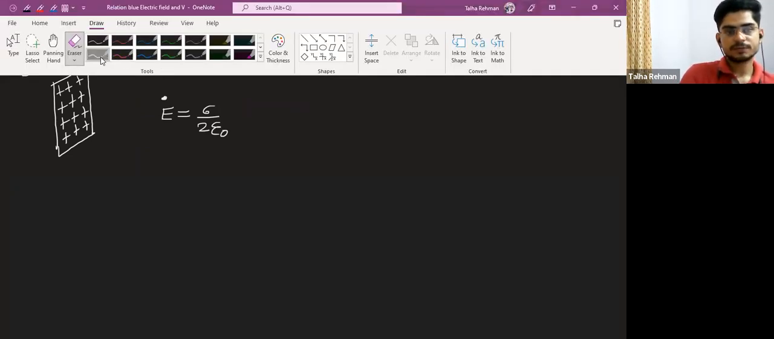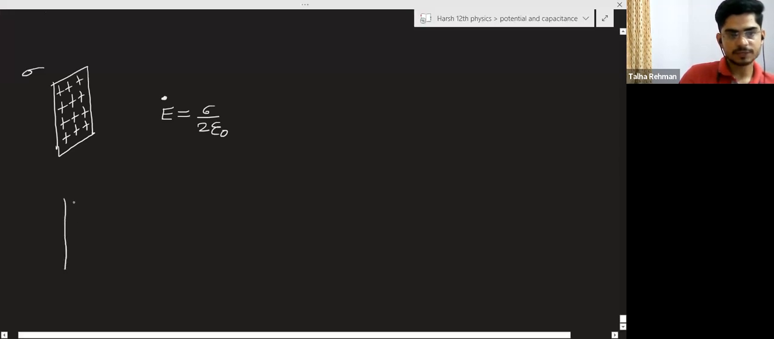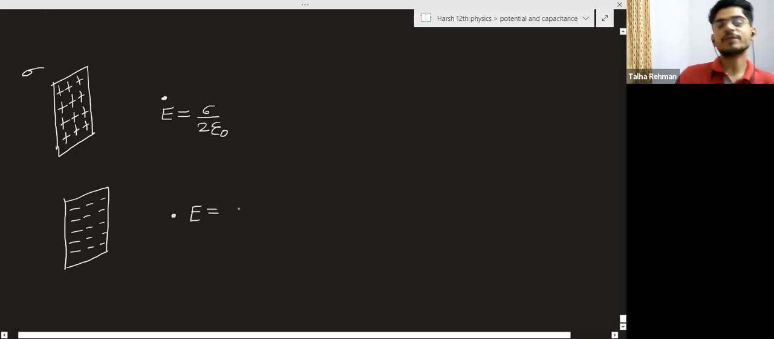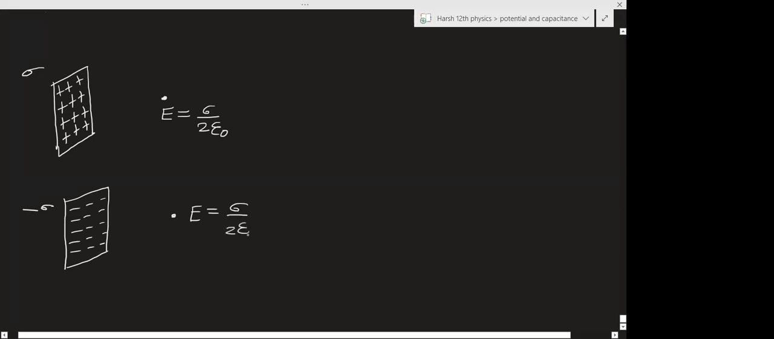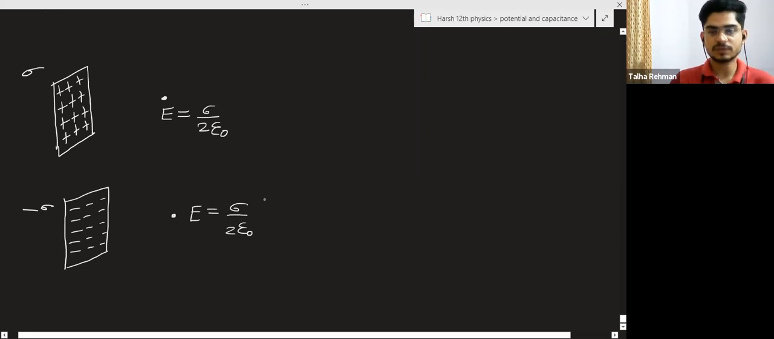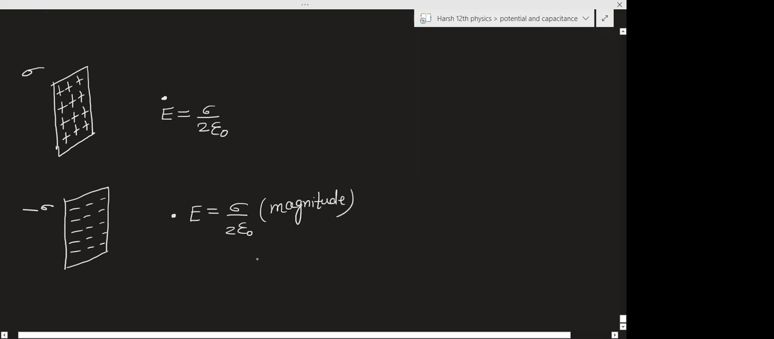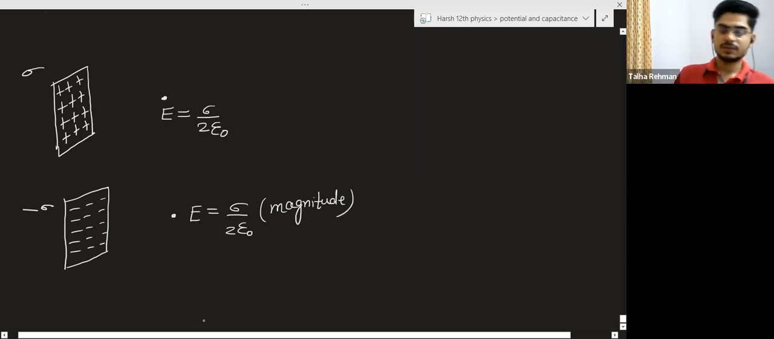I am taking a negatively charged plate, and I want to calculate the electric field at any point, so E will be again sigma by 2 epsilon naught. If I am talking about the magnitude, we will not take the sign now. I am not taking a negative sign because this is the magnitude.